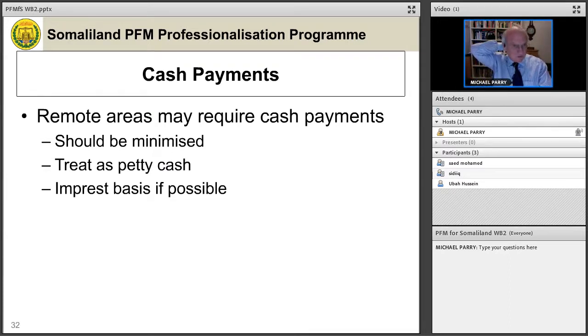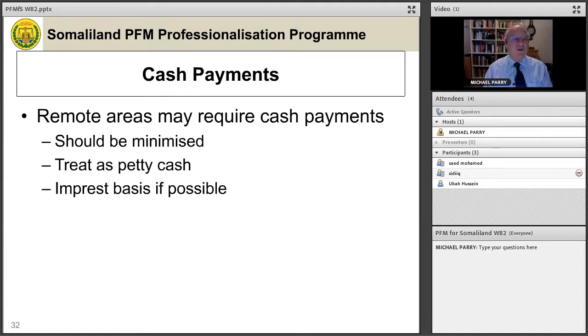The other problem you get, of course, with TSA is where you will make cash payments. Now, I'm sure this happens in Somaliland, that in many areas, people will want cash. They won't have banking facilities, so you'll have to have quite large payments made in cash. This simply is not part of a TSA system. You've got to get the cash out and make those payments.